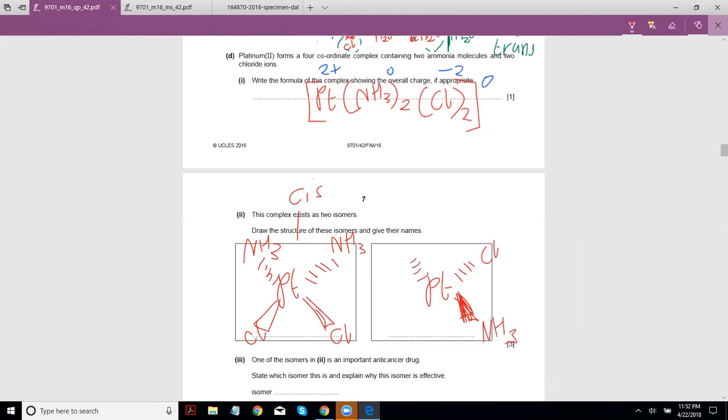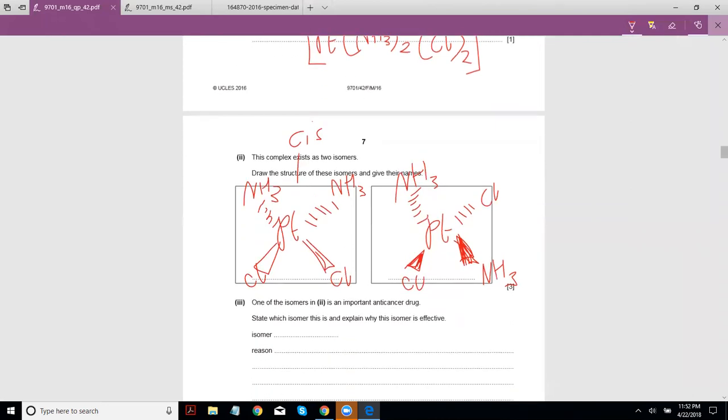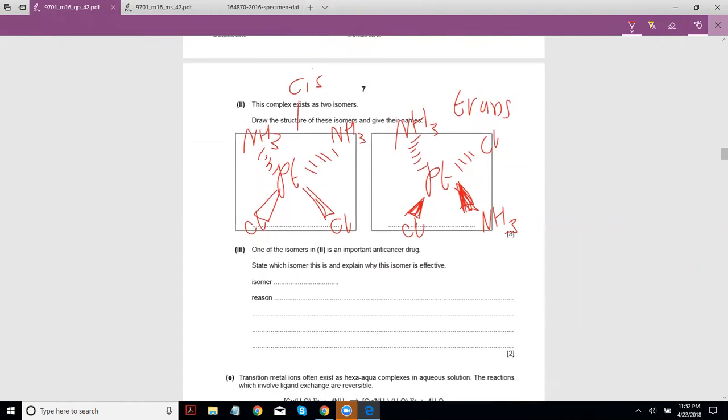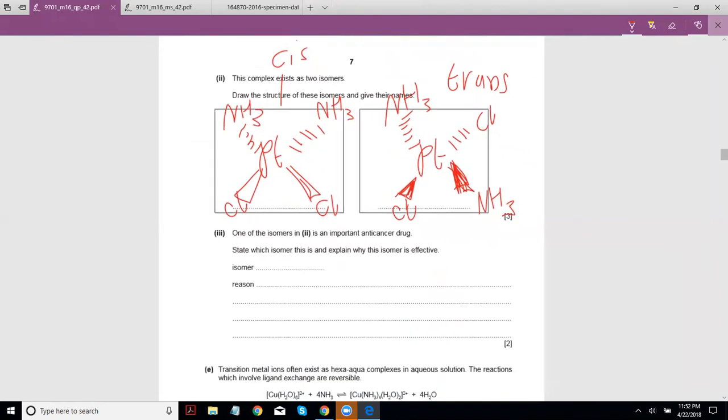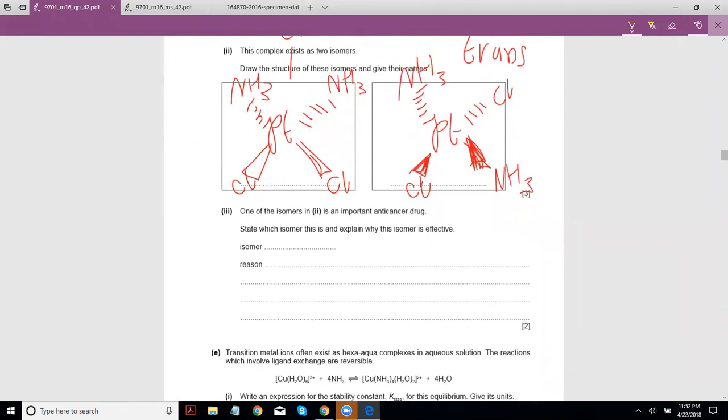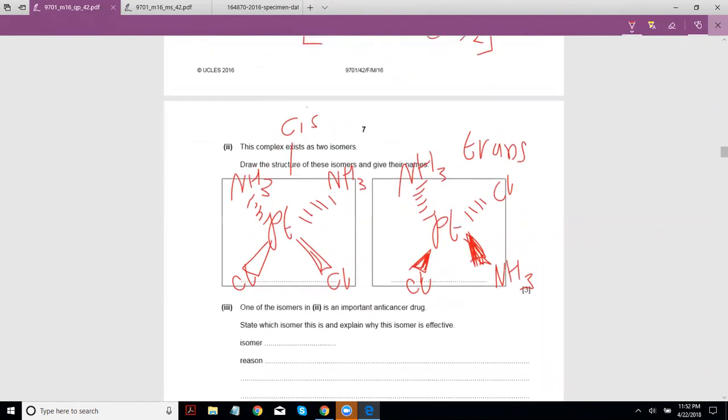NH3. So yeah, NH3. And if you remember AS, the idea is if different groups from different areas, then that is trans. And the two compounds are called cisplatin and transplatin, because you have to name them as well. Oh, and give their names.